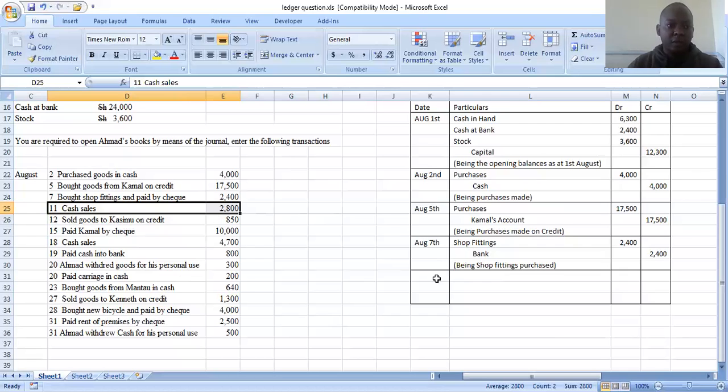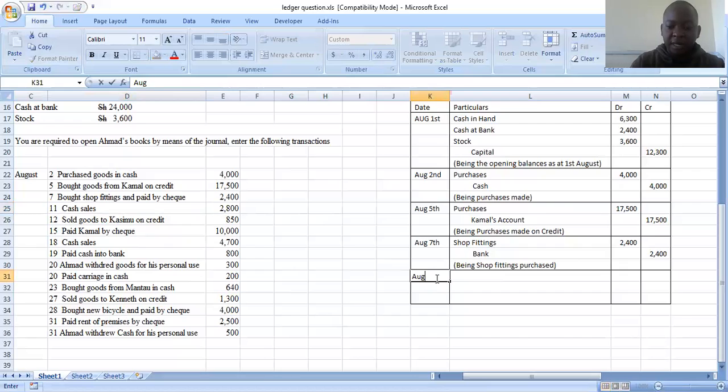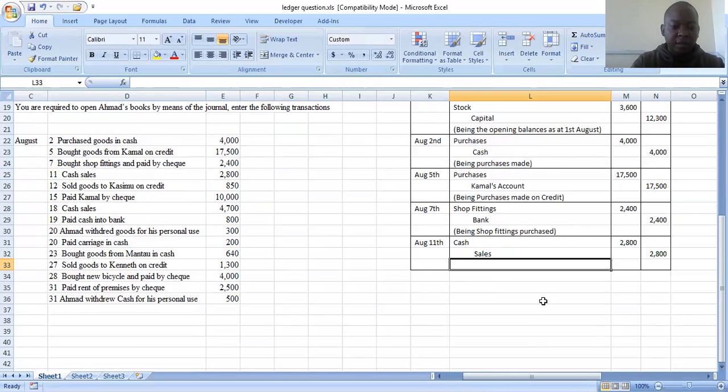So therefore, on August 11th, debit cash, the amount is 2,800, and then credit sales, the amount being 2,800, and the narration being cash sales made. So you proceed downwards.